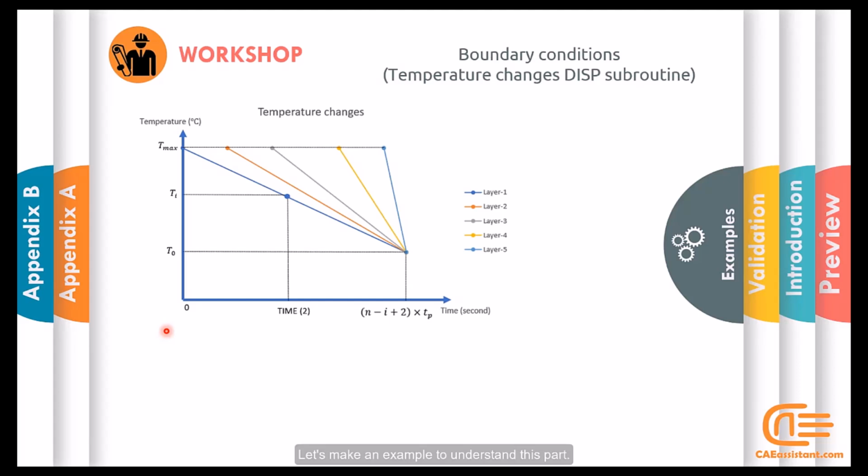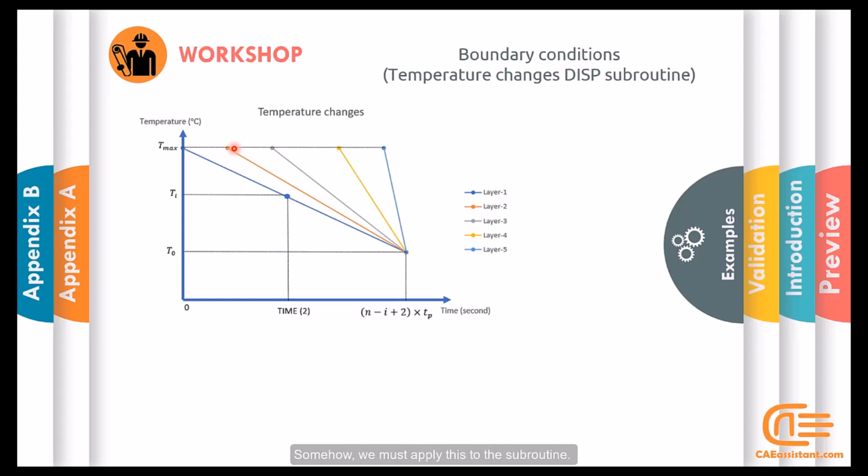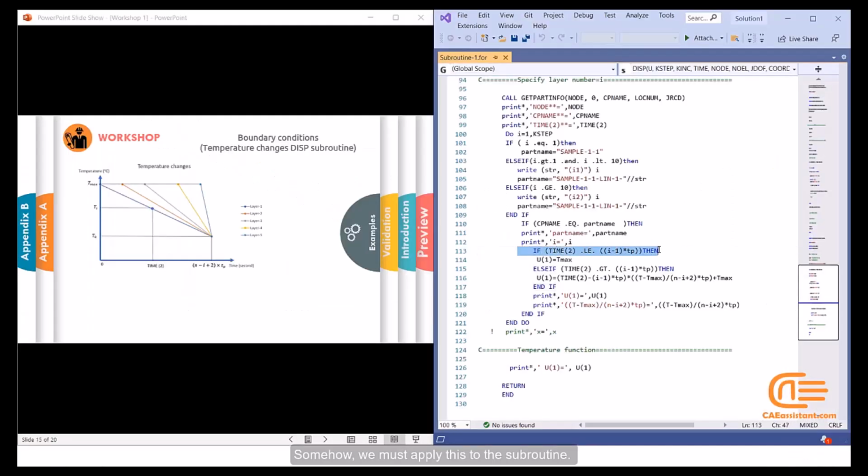Let's make an example to understand this part. Also, we get back to this slide to show you the temperature changes in the diagram again. Imagine the element we want to see its temperature changes is in the second layer and time 2 equals 1. As you see in the diagram, the temperature changes of this layer start from here, not the beginning, or more precisely from the first second onward. Somehow we must apply this to the subroutine. Therefore, we have this condition here.